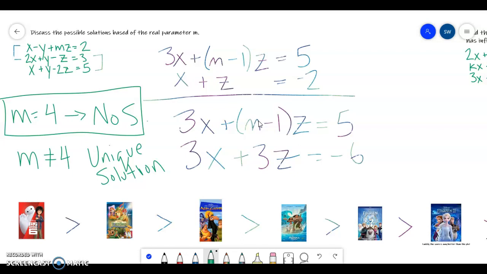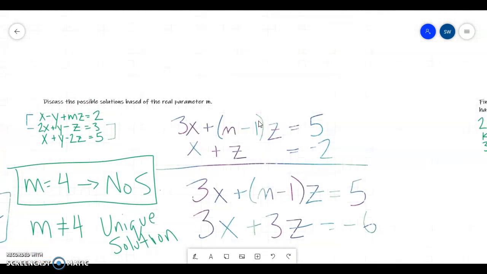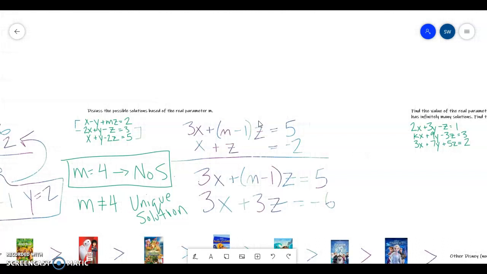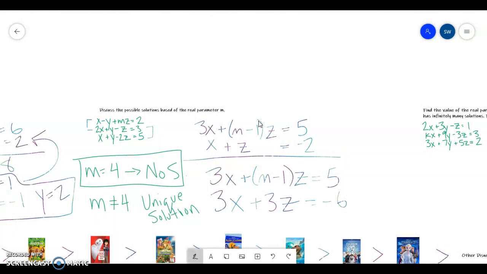And often IB wants us to write the unique solution in terms of whatever parameter we're dealing with. So I'm going to do that above. So let's go, we're looking right here. So let's just subtract these two equations.